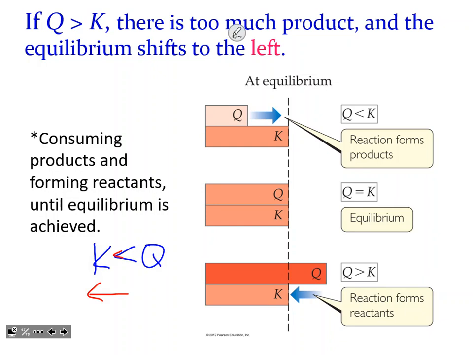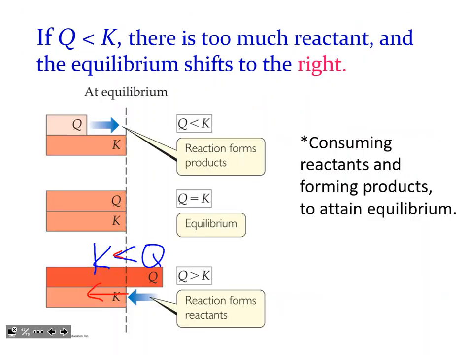So if you write K first and then Q, it will designate which way it is going to proceed to establish equilibrium. Make sense? So you can use that little trick, but you have to write K first. To write it alphabetically, K comes before Q, and you put the greater than or less than sign there, it's going to point the direction of the way it's going to proceed: consuming products and forming reactants until equilibrium is achieved.